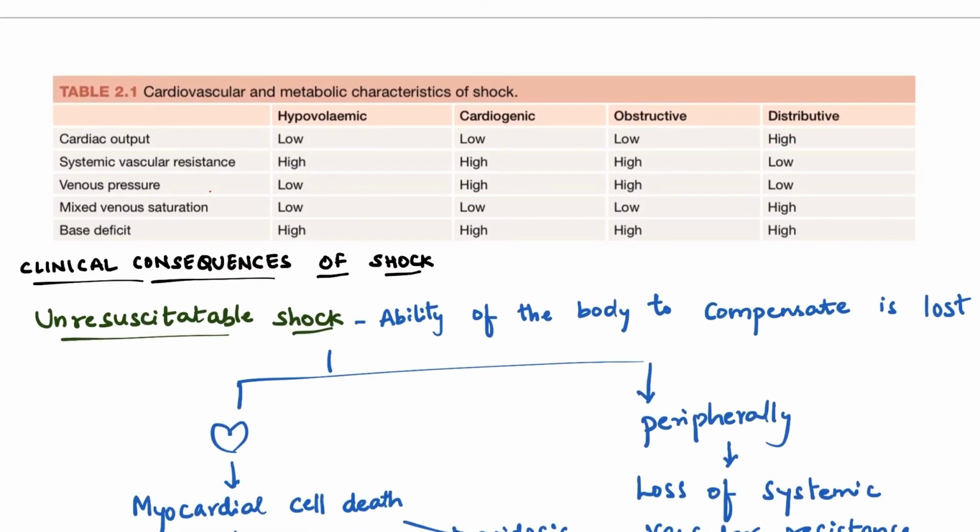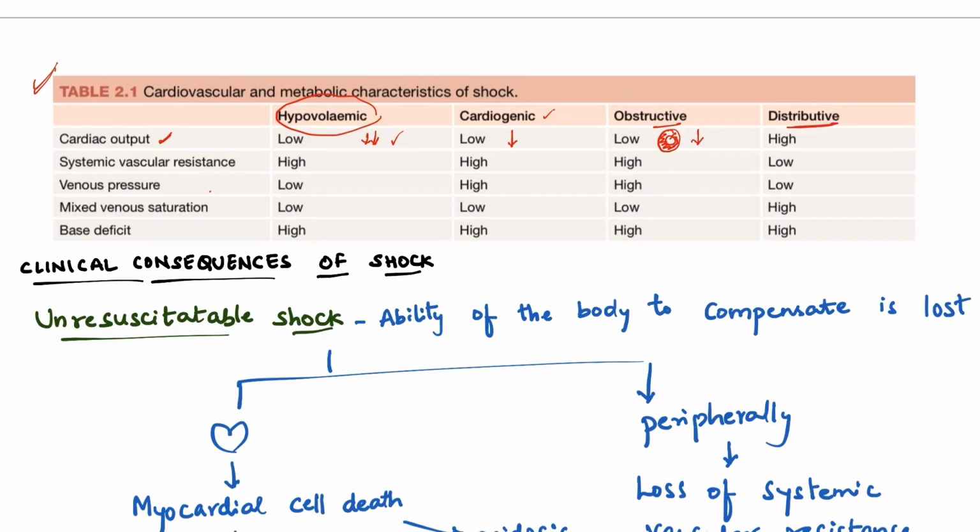This is a beautiful tabular form given in our Bailey to summarize the whole topic. Cardiac output, in case of hypovolemic shock, as there is decrease in preload and decrease in afterload, will be low. In case of cardiogenic, the heart itself will fail to pump, so there will be decreased output. In case of obstruction, the area around the heart will block the flow, and there will be decreased cardiac output.